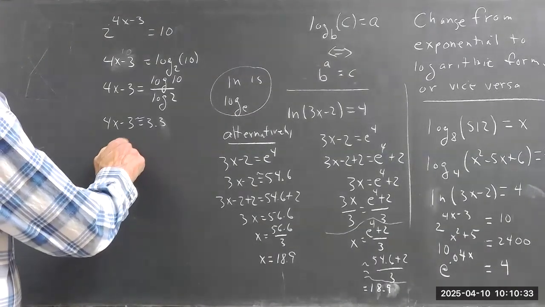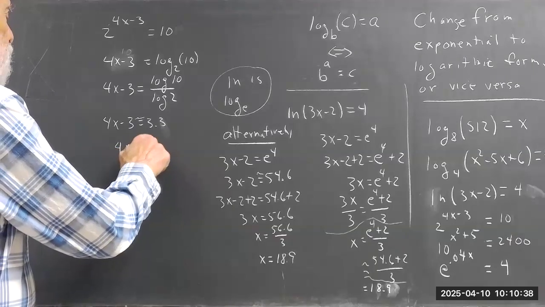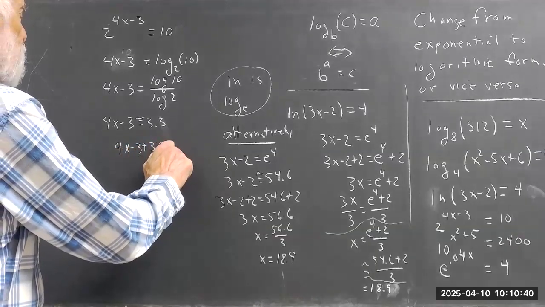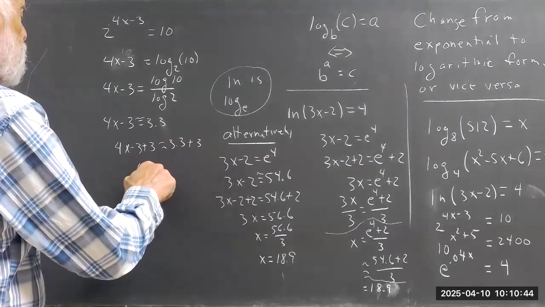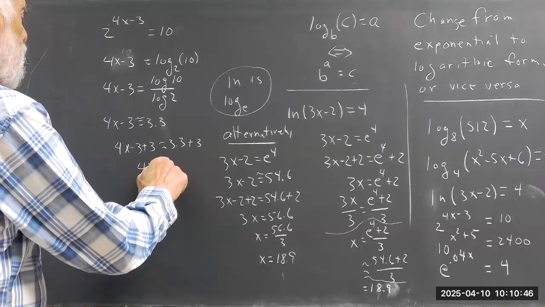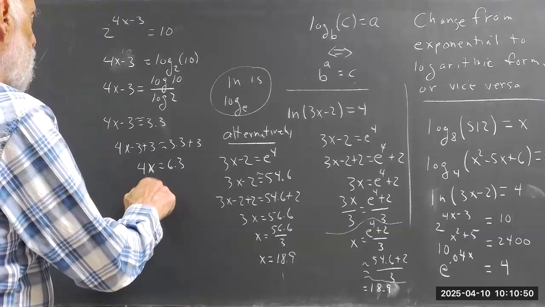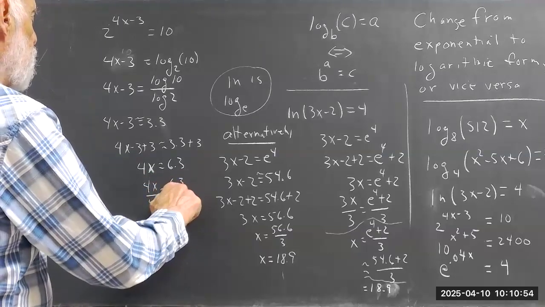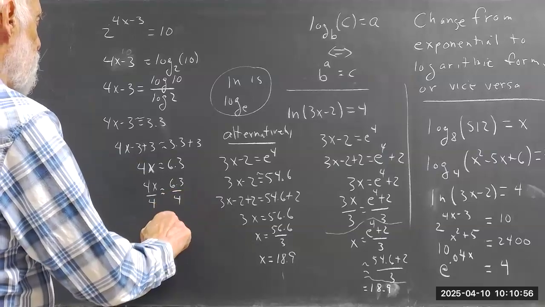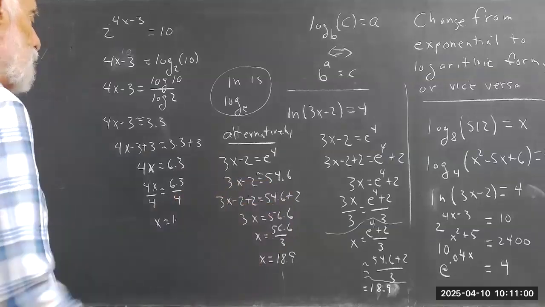So we solve this. Well, then 4x minus 3 plus 3 is approximately equal to 3.3 plus 3. You get 4x approximately equal to 6.3. 4x over 4 approximately equal to 6.3 over 4, so that x is approximately equal to 1.575.